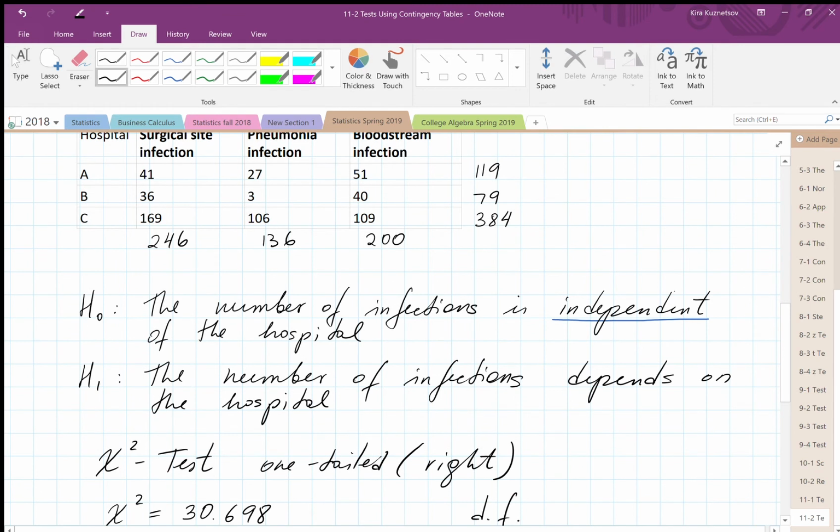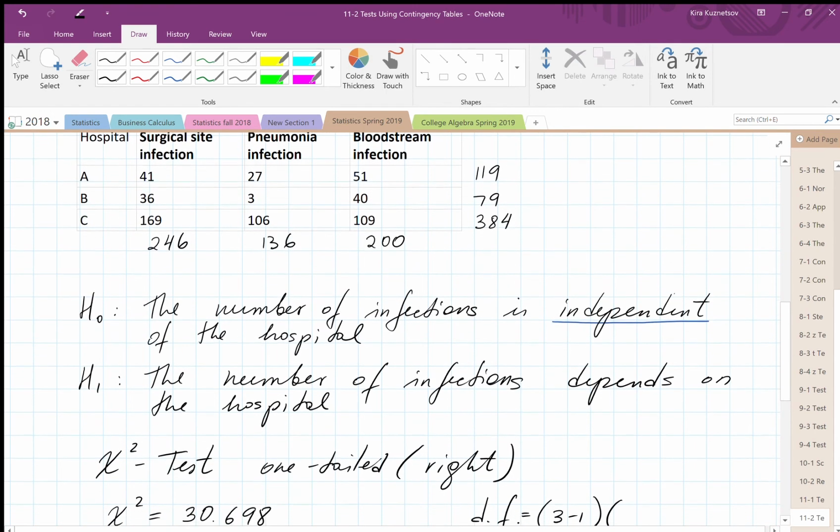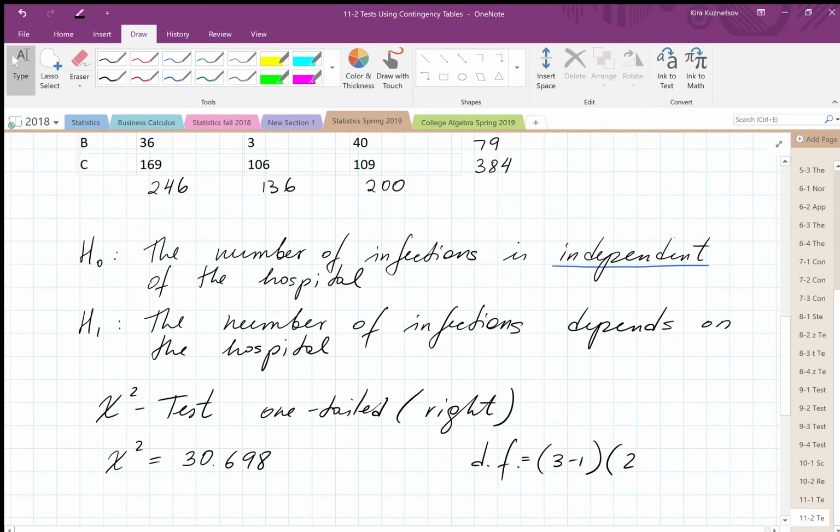So in this case, I have 1, 2, 3 columns. Do not count the totals. So 1, 2, 3 columns in your matrix. So that's 3 minus 1. And I have 3 rows. So that's 3 minus 1. 2 times 2 will give you a degree of freedom of 4.